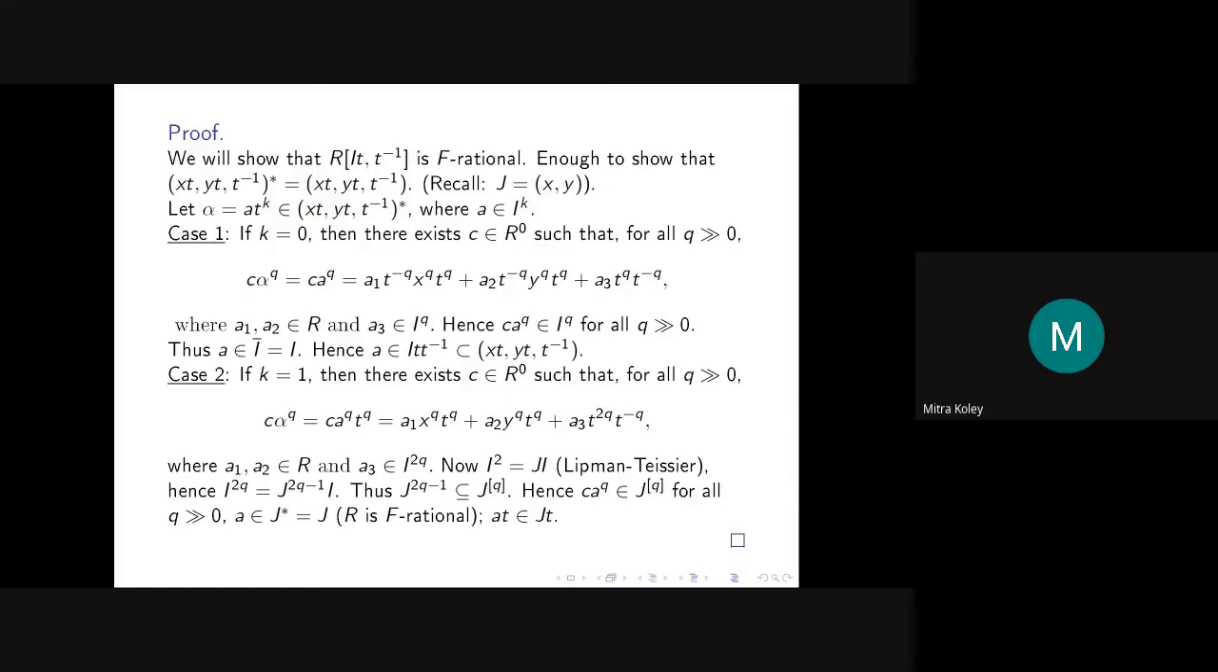This gives that a is in the tight closure of J, but now J is a system of parameters for the base ring, and the base ring is assumed to be F-rational. Hence, a is in J, and hence a t is in J t. That is, alpha is in the ideal generated by xt, yt, and t inverse, and thus the extended Rees algebra is F-rational, and hence the Rees algebra is also F-rational.